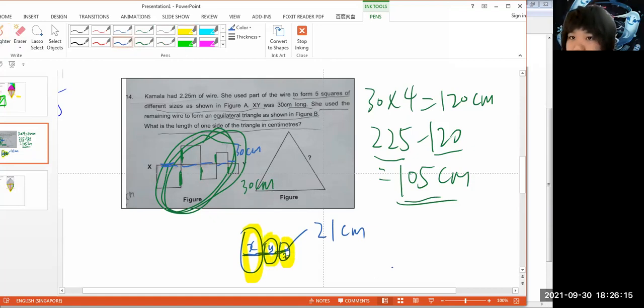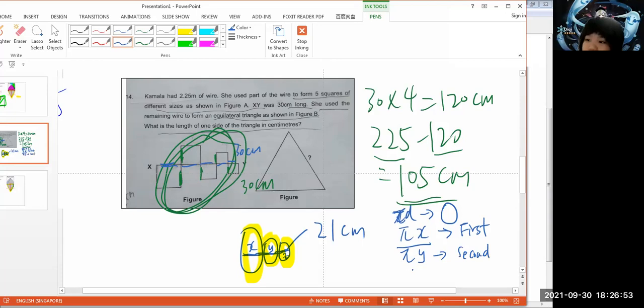So how do you find the first? The first is pi x, because pi d will give you the perimeter of the circle. Pi d will give you the perimeter of the circle. So pi x will give you the first one. Then pi y will give you the second one. Then pi z will give you the third one.